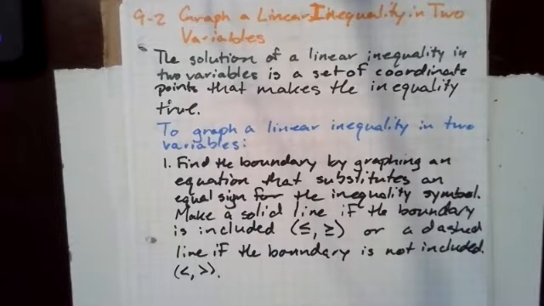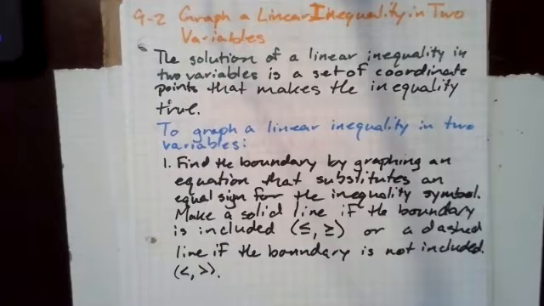In this video, we will graph linear inequalities in two variables. The solution of a linear inequality in two variables is a set of coordinate points that makes the inequality true. To graph a linear inequality in two variables, first, find the boundary by graphing an equation that substitutes an equal sign for the inequality symbol.